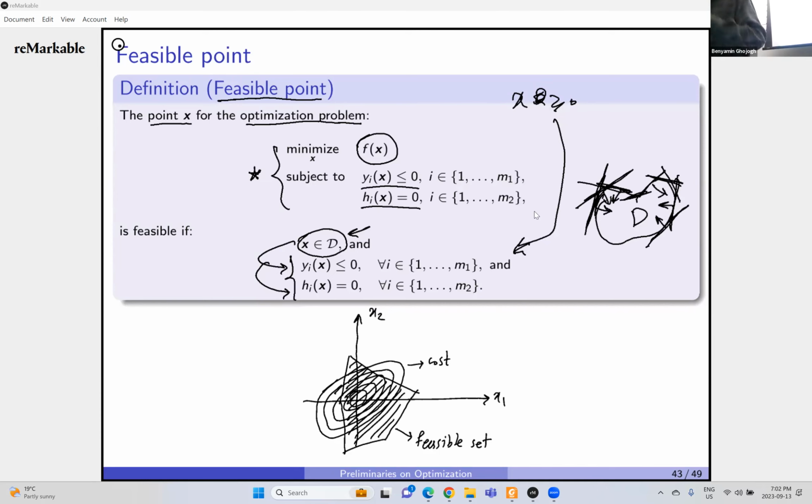A simpler case for you to understand is this. Assume D is like this triangle. Then it can be defined by 3 inequality constraints. This, and this. This one says it should be here. This one says it should be here. This one says it should be here. So all together, they say that it should be inside the triangle.